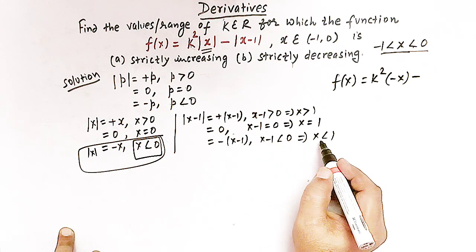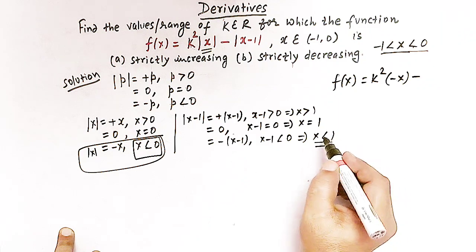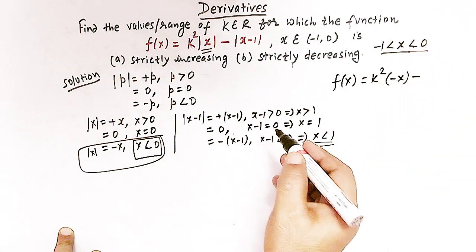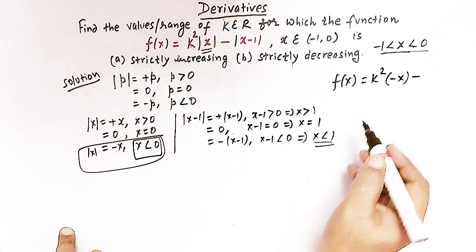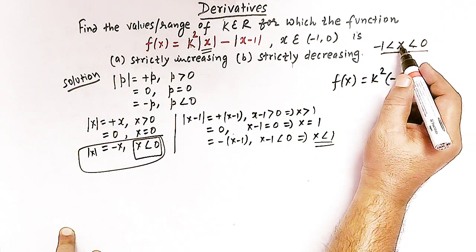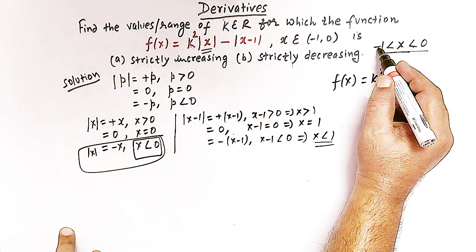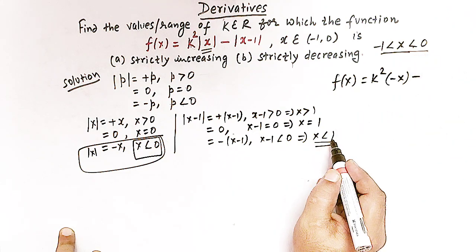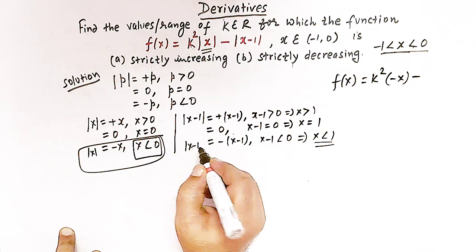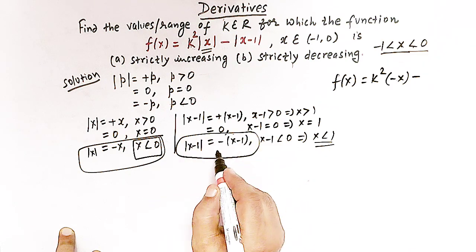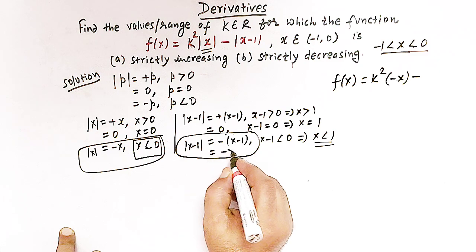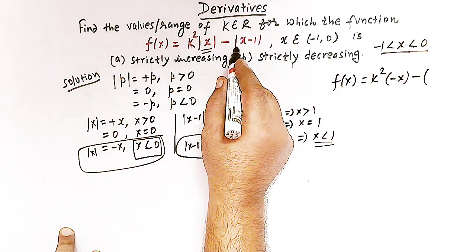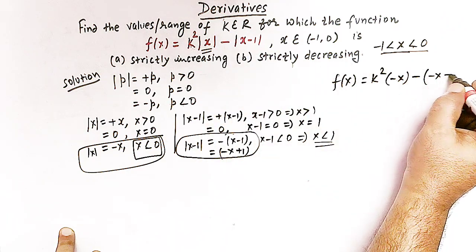here mod of x minus 1 is negative of x minus 1 when x is less than 1, right? So all the values of x which lie between minus 1 and 0 are obviously less than 1, right? So it is quite evident that all the values of x which belong to this interval minus 1 to 0 are less than 1, right? So we can take mod of x minus 1 as the negative of x minus 1. So this is minus x and plus 1. So here we have for mod of x minus 1, minus x plus 1.